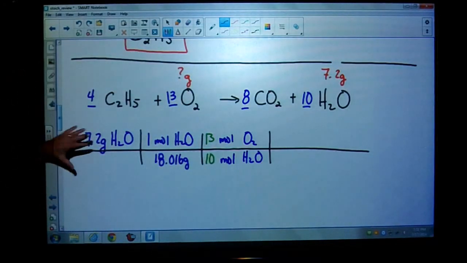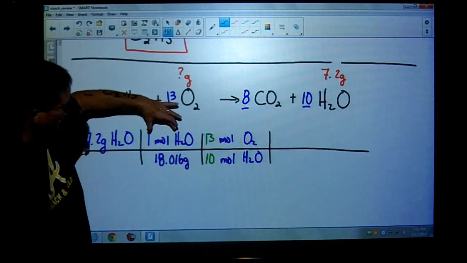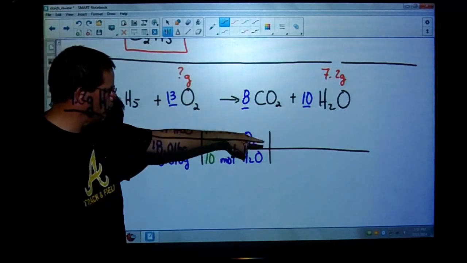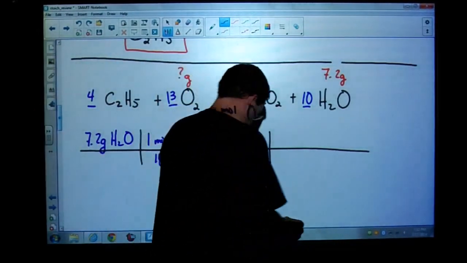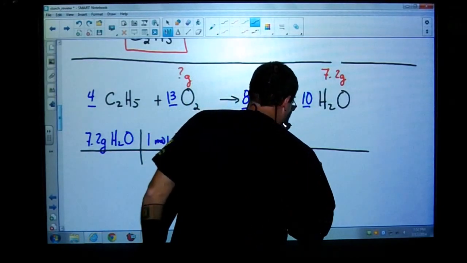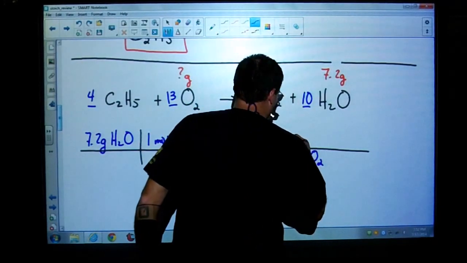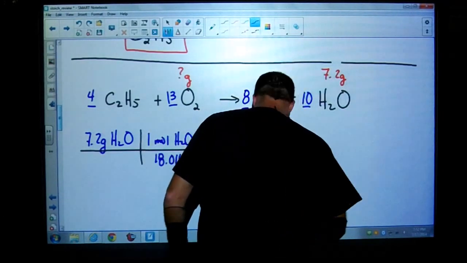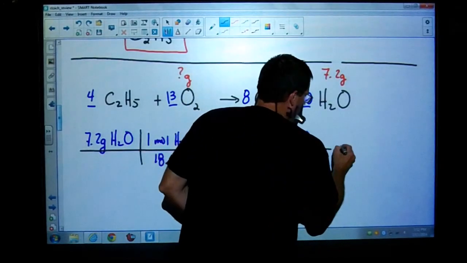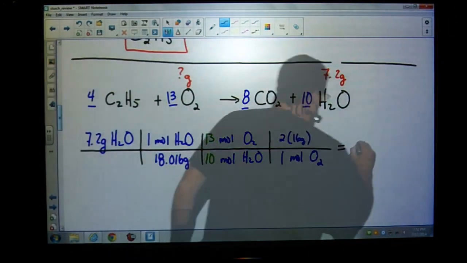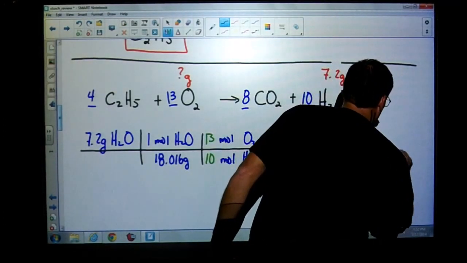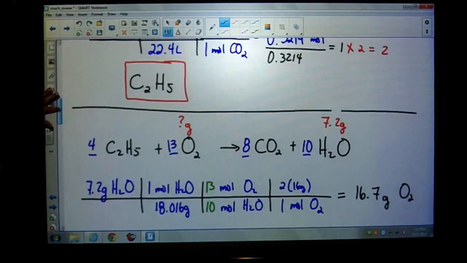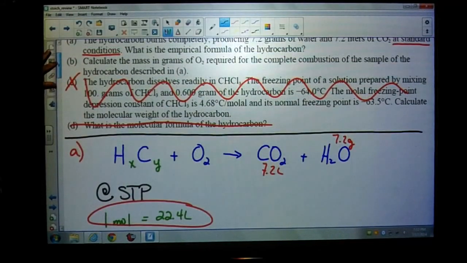So step 1, change what's given into moles. Step 2, use the mole ratio, get rid of the moles of water to get the moles of what we're looking for. Since it's asking for mass, let's change that into mass. Okay. So 1 mole of oxygen has a molar mass of 32 grams, or 2 times 16. And let's find out how much oxygen is required. I have 16.7 grams, and that is oxygen. That's right.